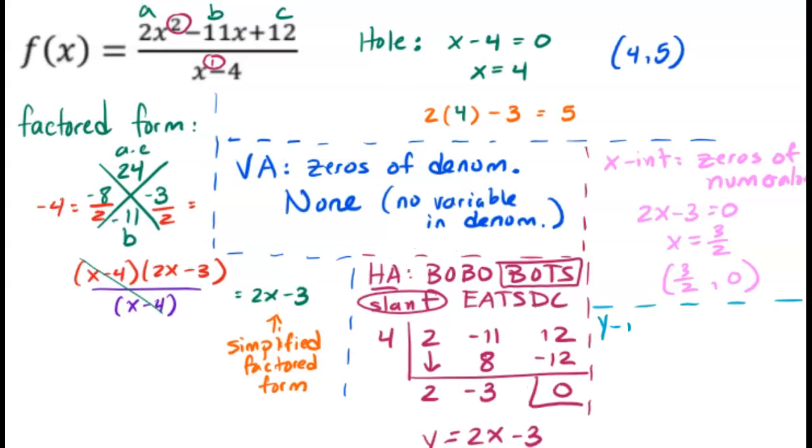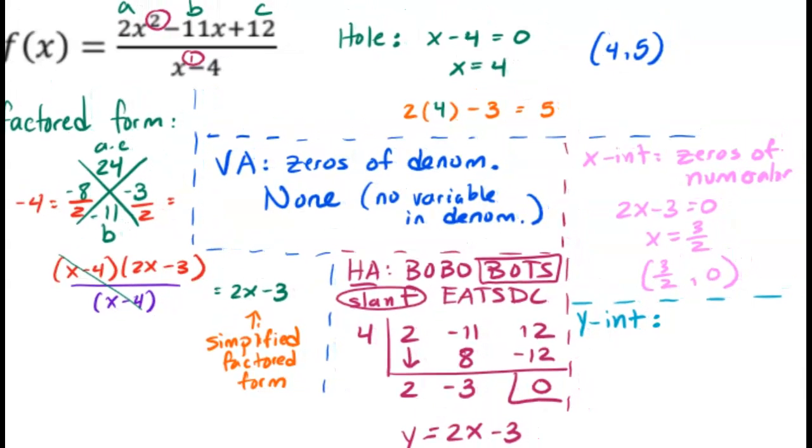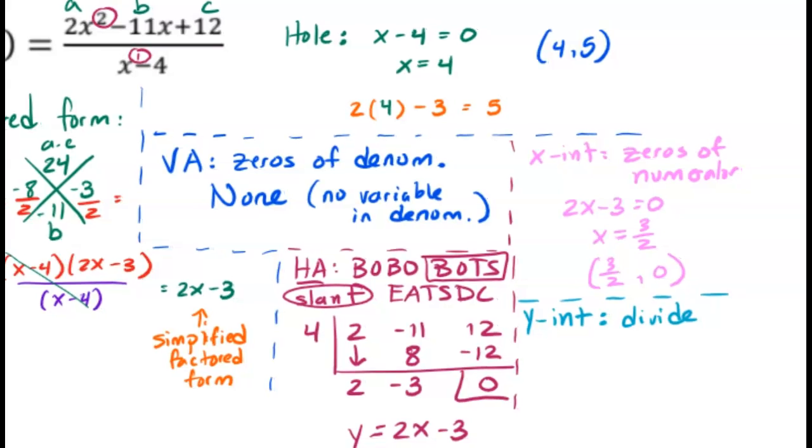How do we find the y-intercept? Plug in 0 for everything, which in the end, it's dividing the what? This is the only one where you can use either the factored form or the original. It won't matter. So once we plug in 0, what are we left with? What are we dividing? You divide the constants. So we have 12 over negative 4, or negative 3. And we're done.